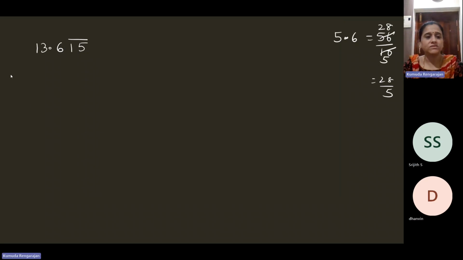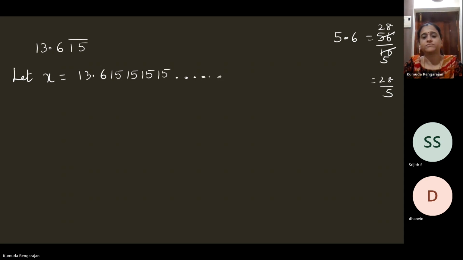Okay. So step 1 is let x be equal to 13.615151515 going on forever. So let x be equal to the given non-terminating repeating decimal number. You can assign that number to any variable, x, y, z, a, b, c, any letter.